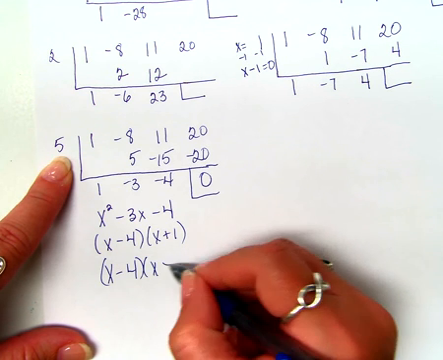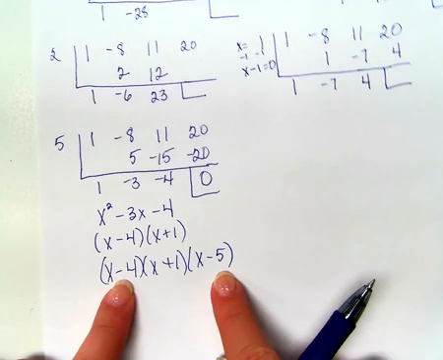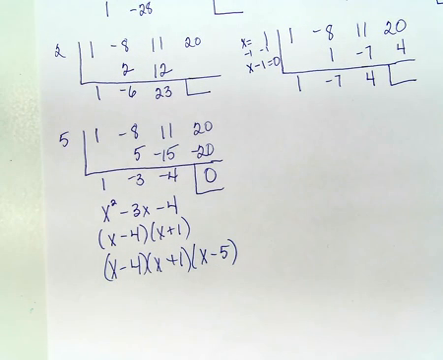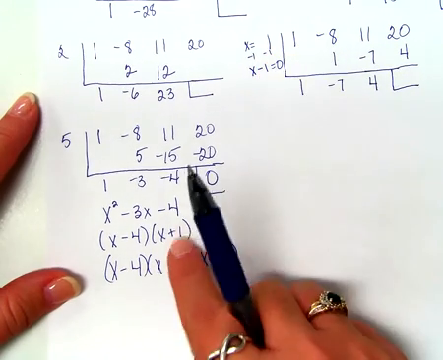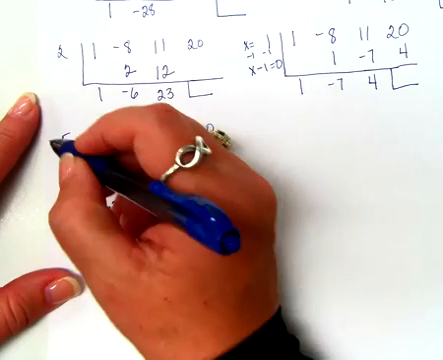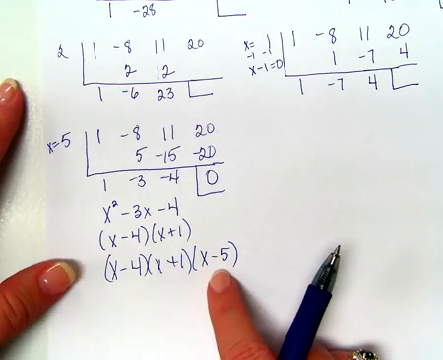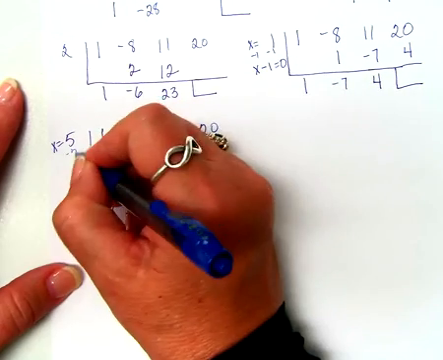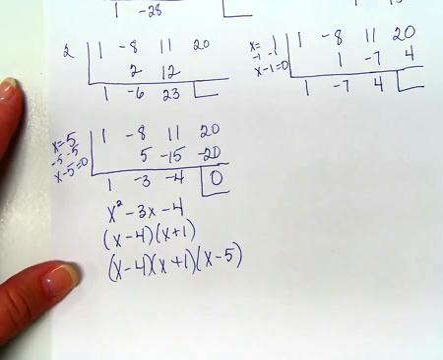x minus 4, x plus 1, and x minus 5 are my factors of this problem. For the same reason that this one up here was not one of my factors down here. It's because x equals 5, and if I need to get it into a factor looking thing like this, I would have to subtract 5 from both sides to get x minus 5 equals 0.